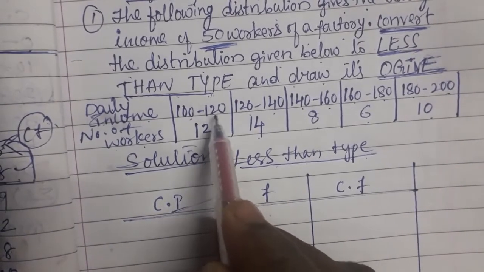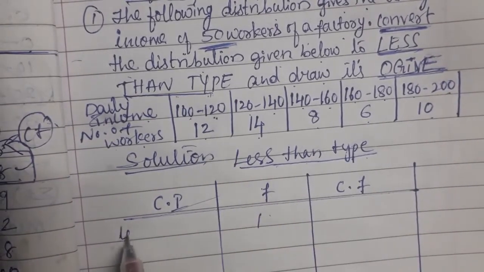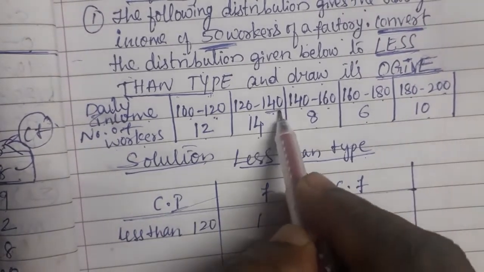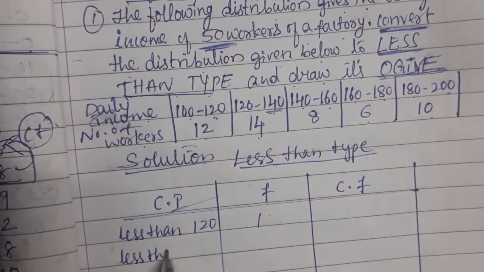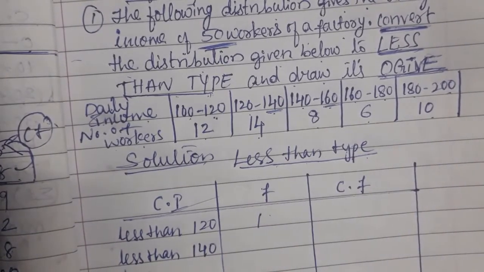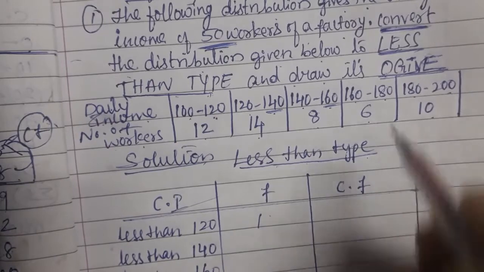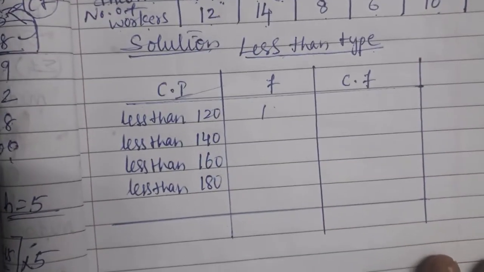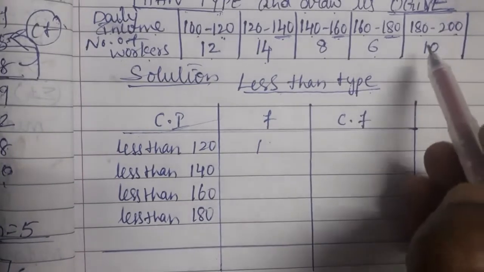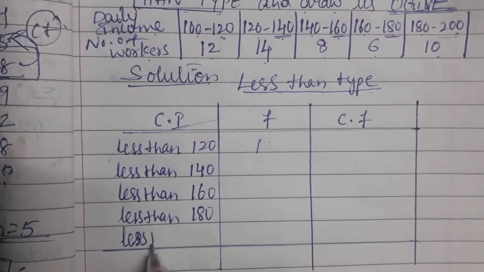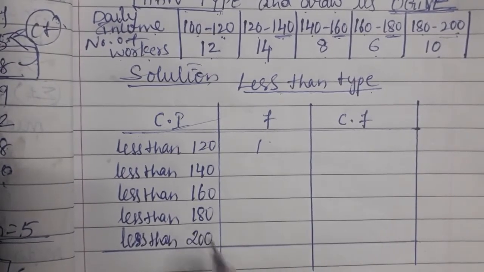You see here, this 120 is the upper limit. So therefore we should write here less than 120. Next here the upper limit is 140, so you have to write less than 140. Now the upper limit is 160, less than 160. The upper limit is 180, less than 180. Now the upper limit is 200, so less than 200. Like this we have to list.